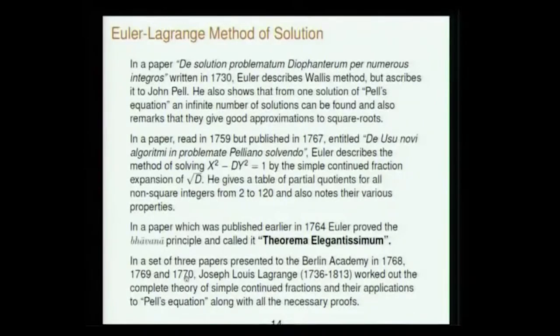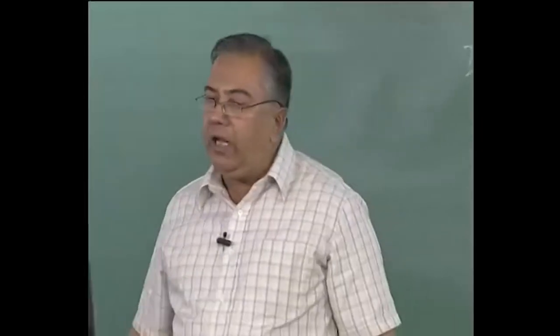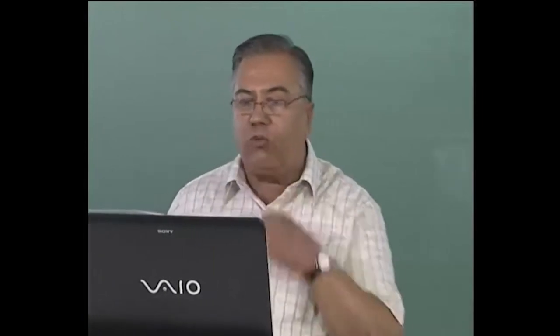And in 1768 to 70, Lagrange wrote a series of papers where he proved everything that Euler had done. So the Euler method became well established and proved by 1770. So what is the method? So what is a simple continued fraction?